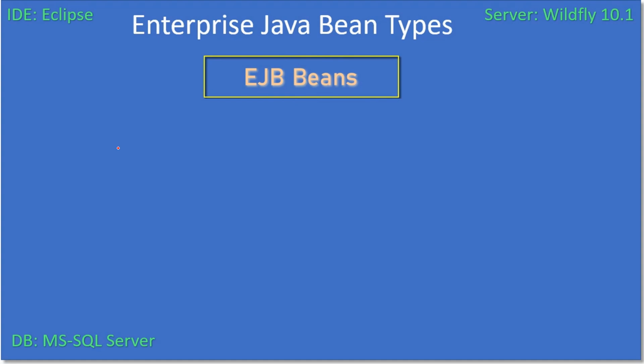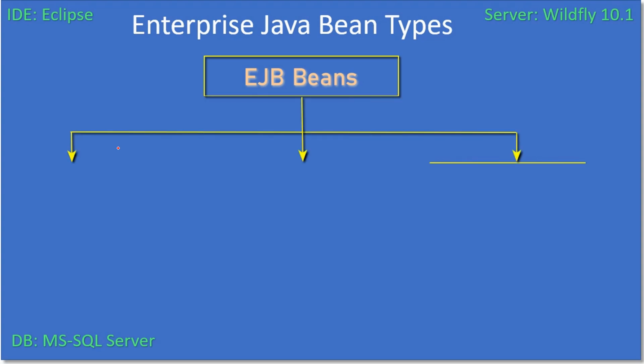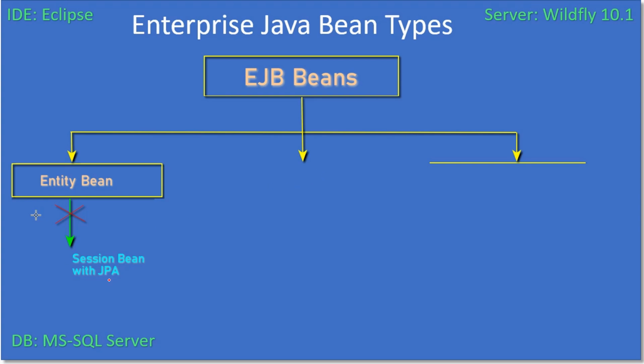So in this video series, we will concentrate on EJB beans that come under different categories. Entity beans are the older ones, which were used before EJB3. Since in this video series we are going to use EJB3, we will not learn entity bean. Instead, we will use session bean along with JPA. JPA stands for Java Persistence API. So entity bean will persist the Java bean information.